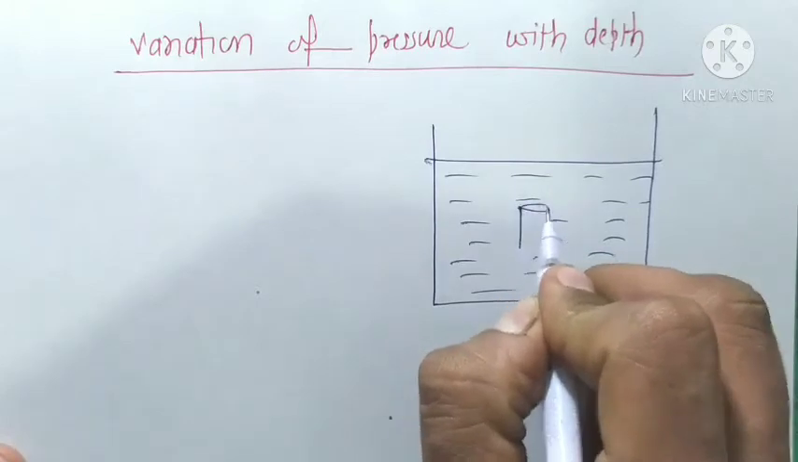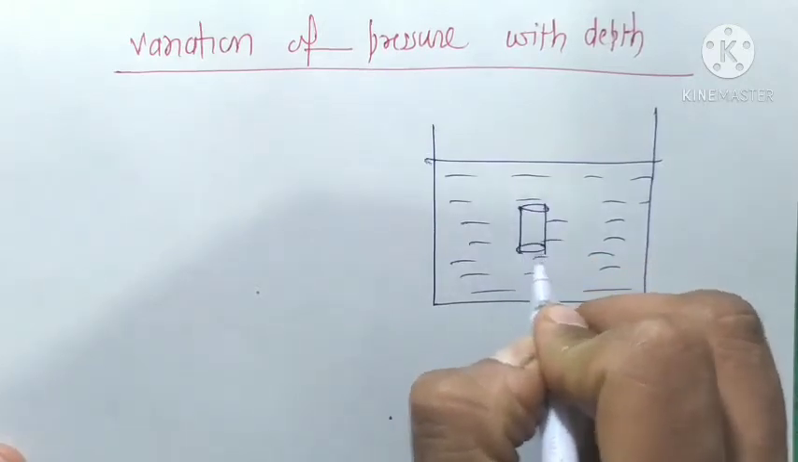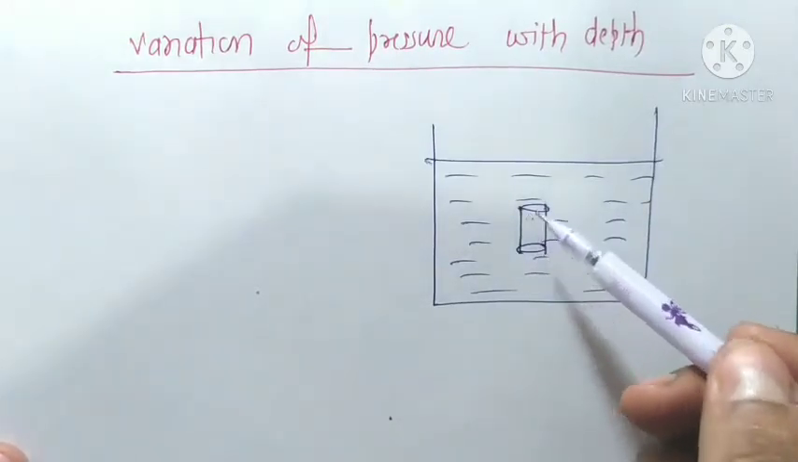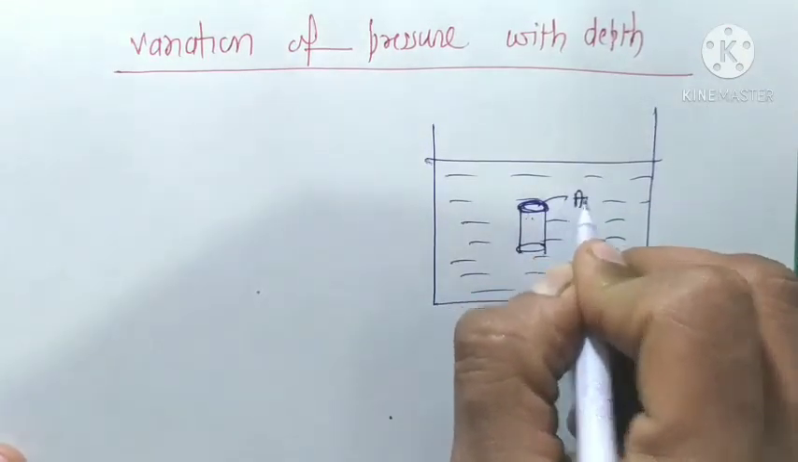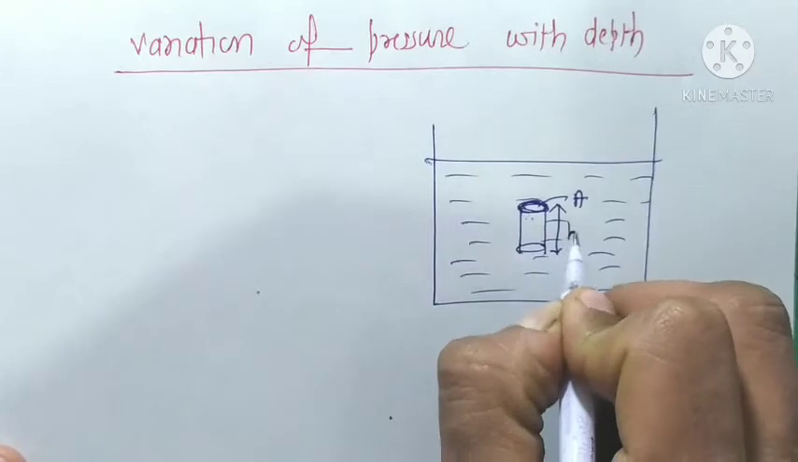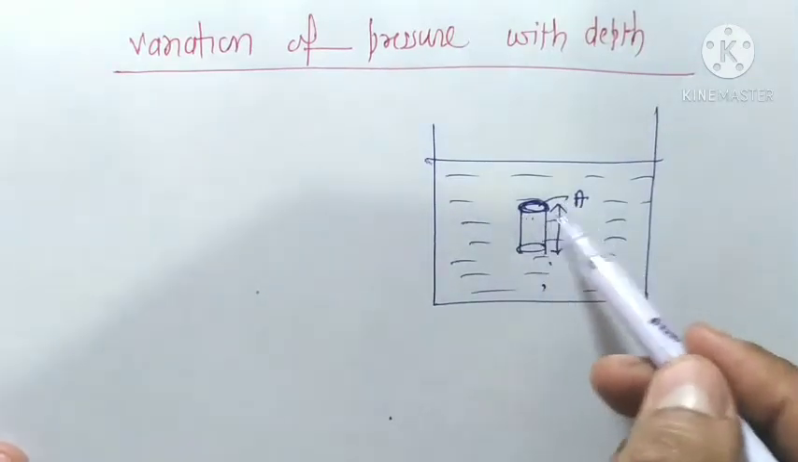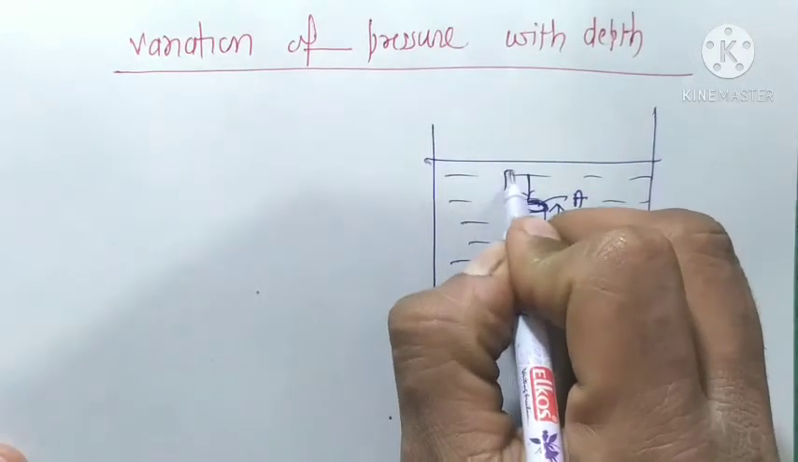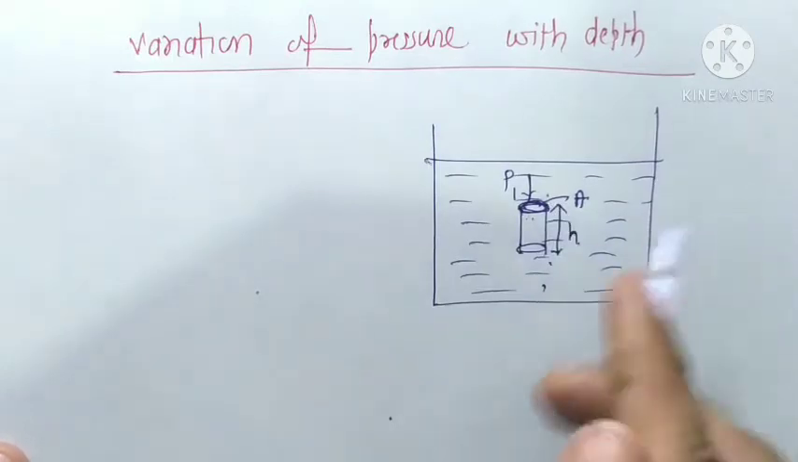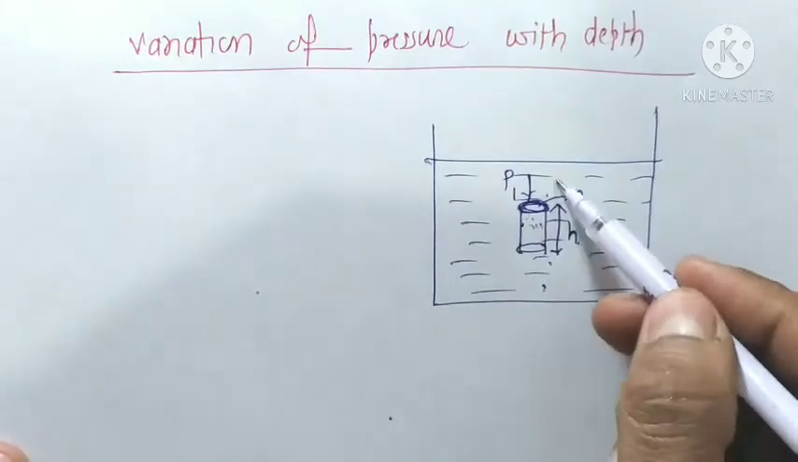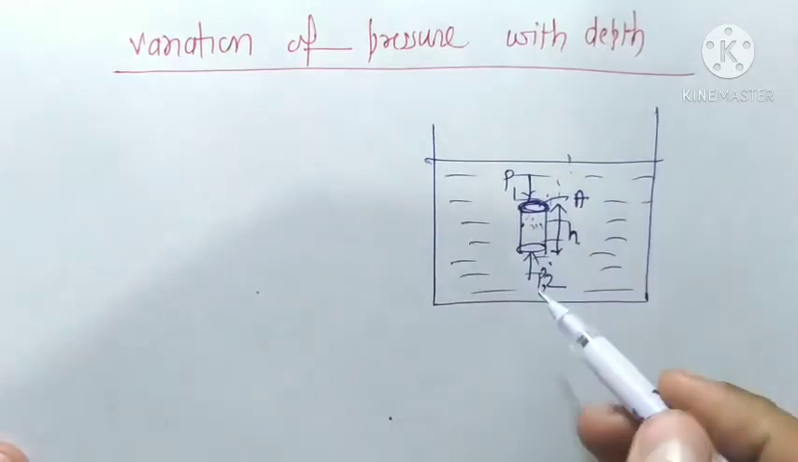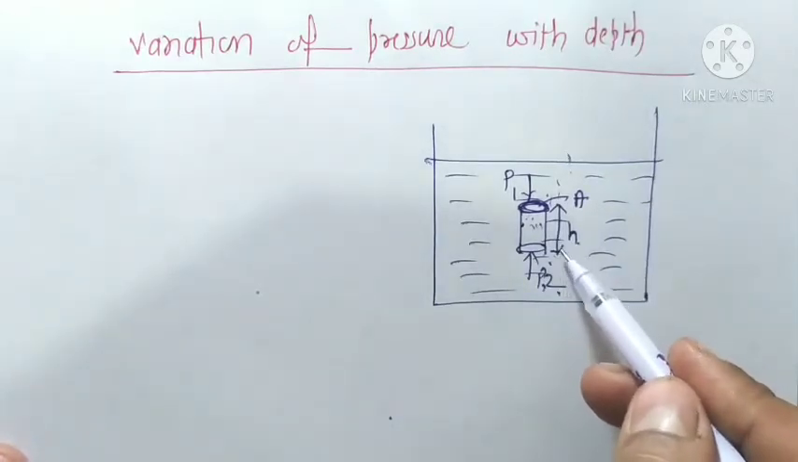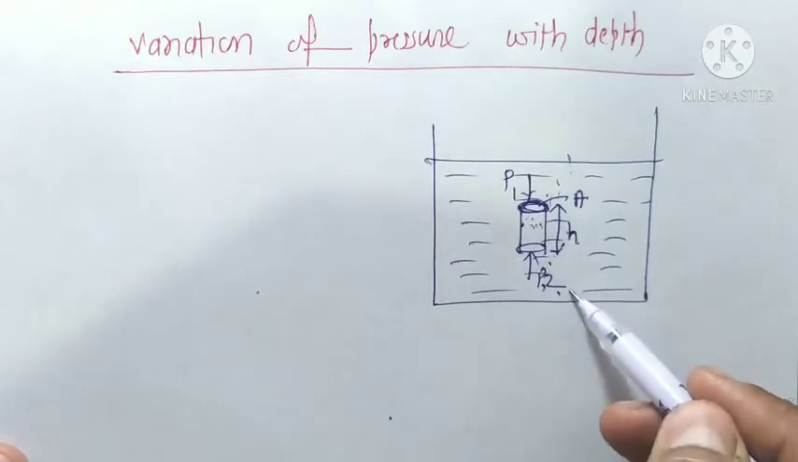And we take a slab here, a cylindrical slab. So consider a slab in a liquid of area A. Its cross-sectional area we take as A and its height H. Let P1 be the pressure at the top surface of this slab due to the liquid above it, and P2 be the pressure at the bottom surface of this slab due to the liquid below it.